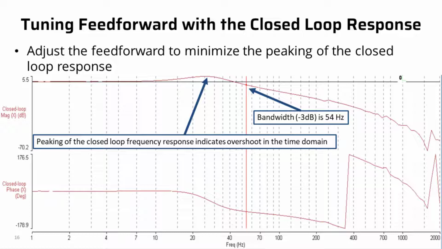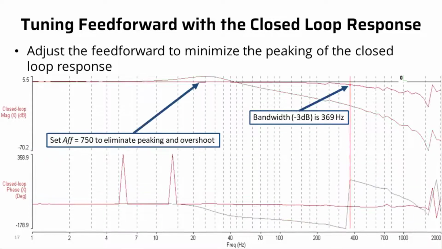So here I show the closed loop response of the same system, and I can see a peaking here of about 5.5 dB. So I would expect a little bit of oscillation in the system from that. I don't like to have peaking more than 3 dB usually. Also note that the bandwidth here is about 54 Hertz as measured at the usual -3 dB point.